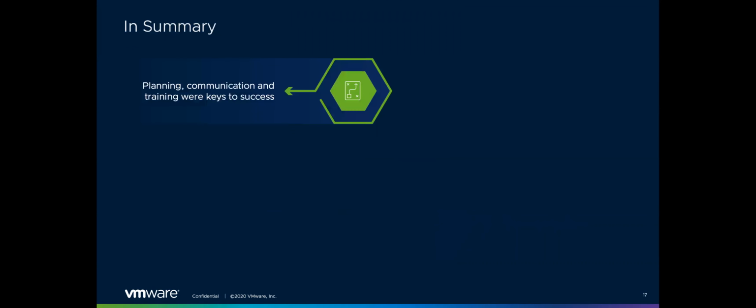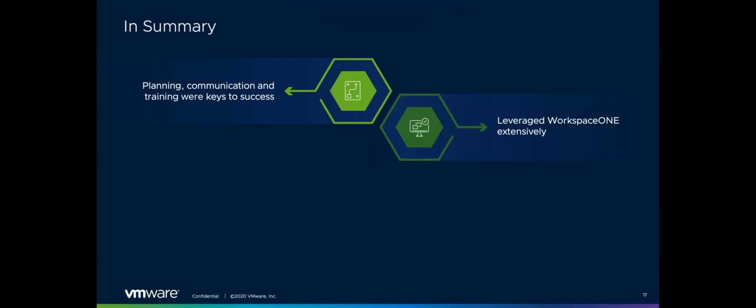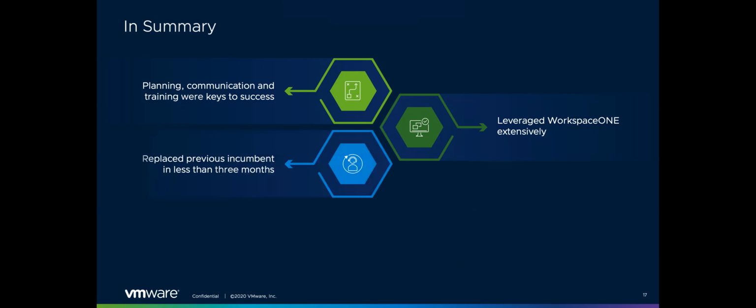And in summary, so planning and communication, training were key success. Again, very transparent with lines of business. We leveraged Workspace ONE extensively for the deployment and staging of the sensor. And then we replaced our previous solution in less than 3 months. This was a pretty aggressive schedule for a company with 31,000 employees, but something that we were successfully able to achieve.